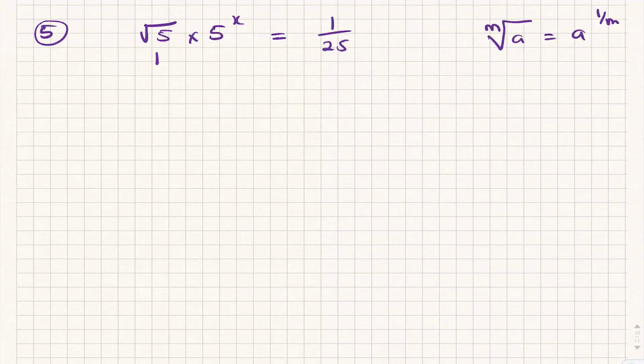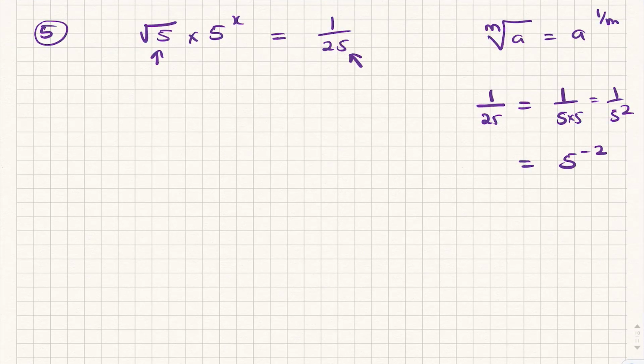So we've got that situation here. We also have the situation here, which is 1 over 25, which can be changed to 1 over 5 times 5, which is 1 over 5 squared. And that can become 5 to the power minus 2. Applying that rule that says 1 over a to the m equals a to minus m, where a is 5 and m is 2. So that's what we're going to do here, and that's what we need to apply.